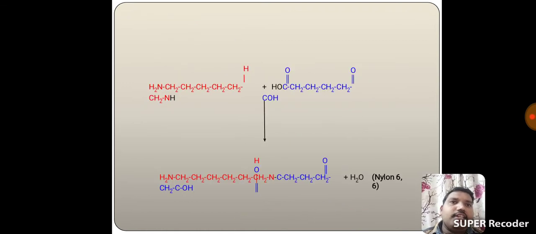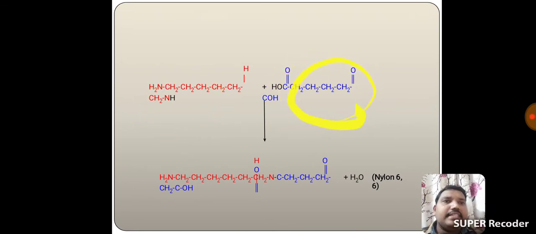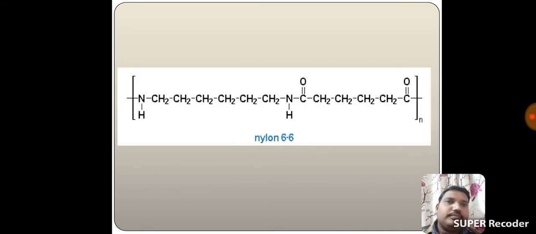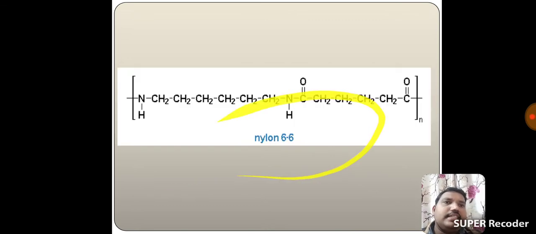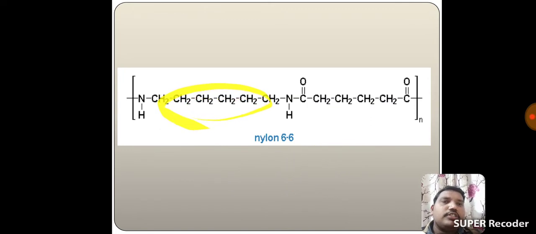See the reaction. Hexamethylene diamine is treated with adipic acid. This is the adipic acid structure, to form nylon 66. Here a water molecule is eliminated. This is the nylon 66 structure. These 6 carbons belong to hexamethylene diamine. These 6 carbons belong to adipic acid.